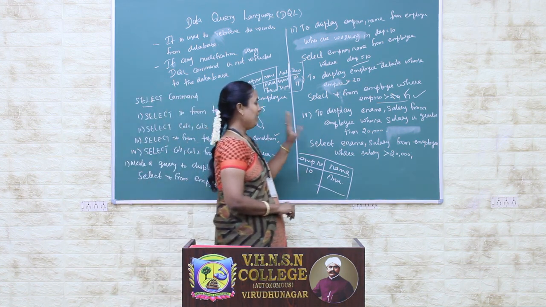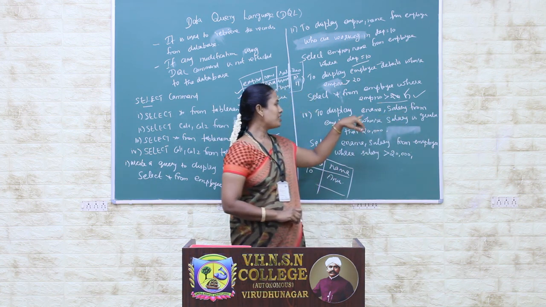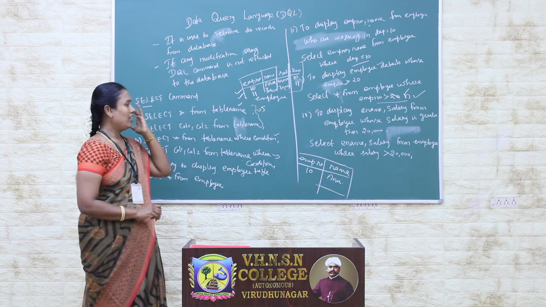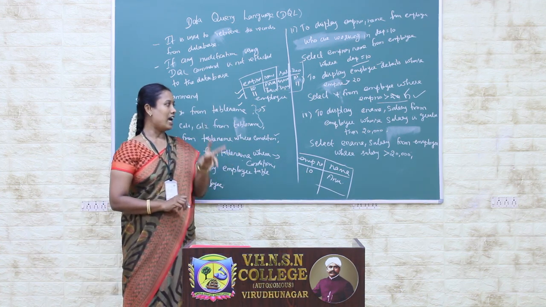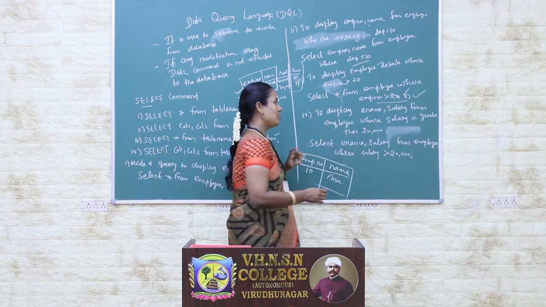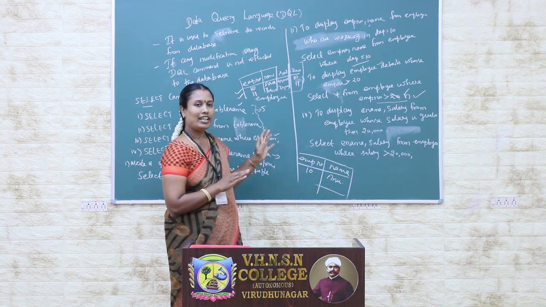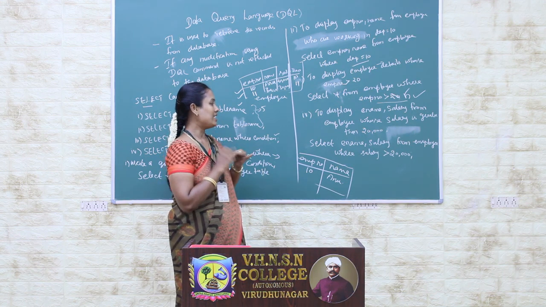Okay. Then the fourth query: display employee name, salary from employee whose salary is greater than 20,000. In this query I get only two fields, that is the employee name and the salary. The condition is whose salary is greater than 20,000. So in this employee table, the record whose salary is greater than 20,000 alone moves to the resultant, along with the fields employee name and salary.